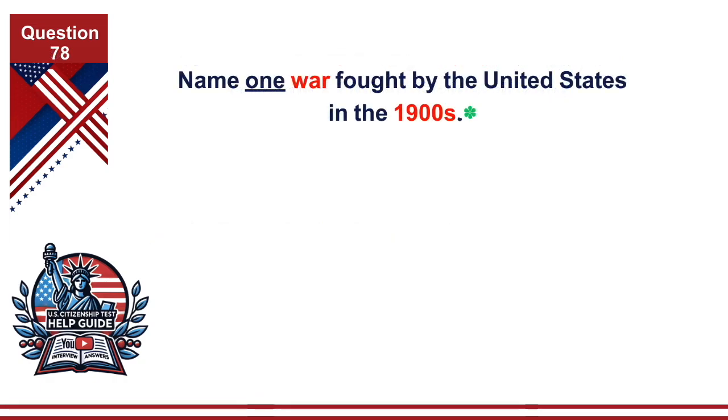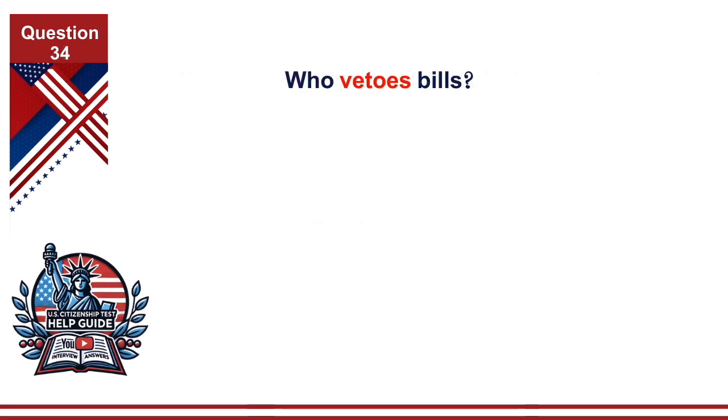Name one war fought by the United States in the 1900s. World War I. Who vetoes bills? The President.